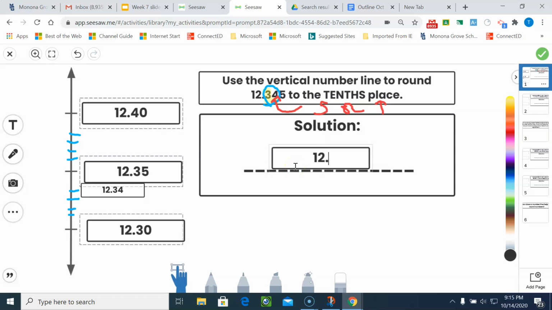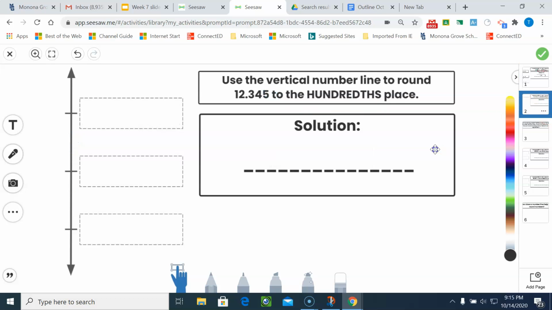12 and 3/10. Okay, let's try another one together. All right, so now this is the exact same number, and we're going to do the exact same thing, except this time they want us to round to the nearest hundredths. So I'm going to do the same thing. I'm going to take my highlighter tool, and I'm going to underline the hundredths position. So here's tenths, here's hundredths right here.